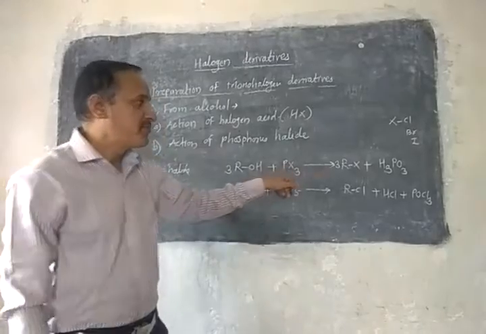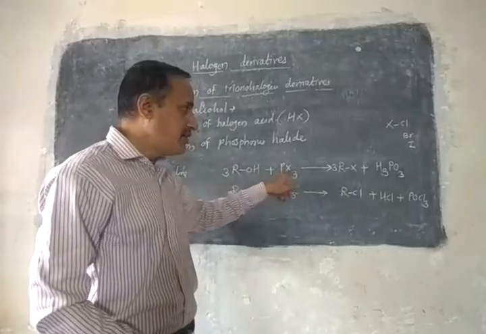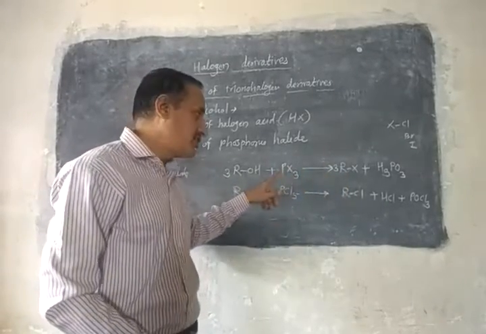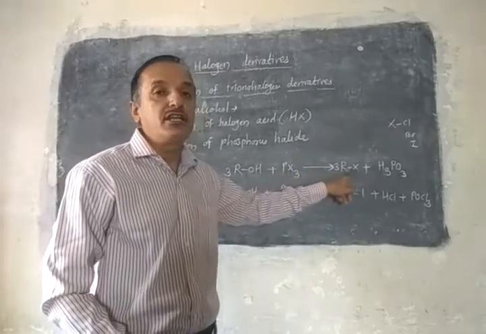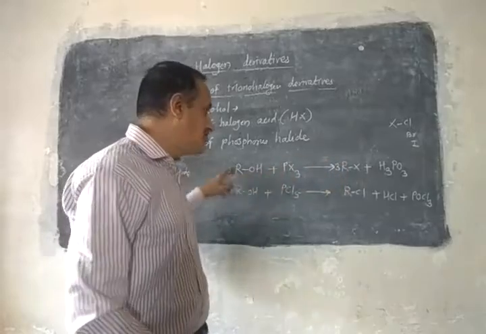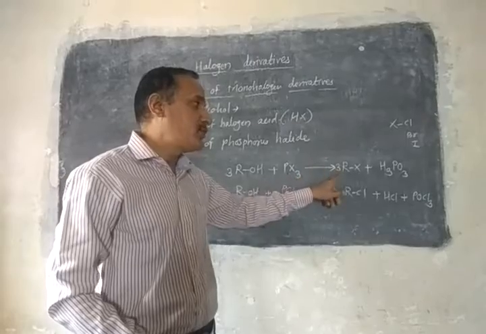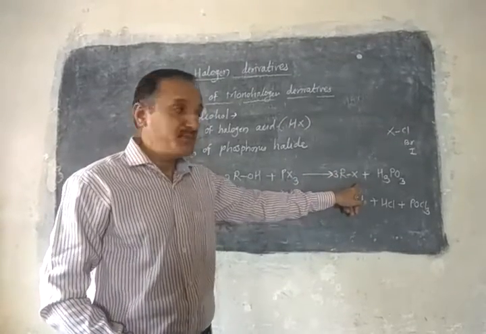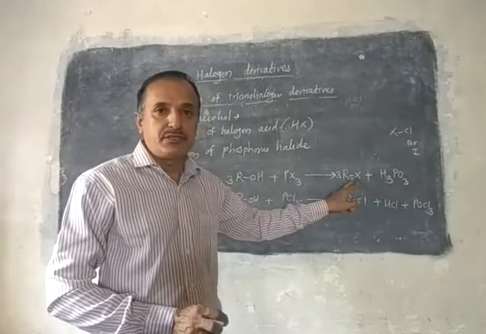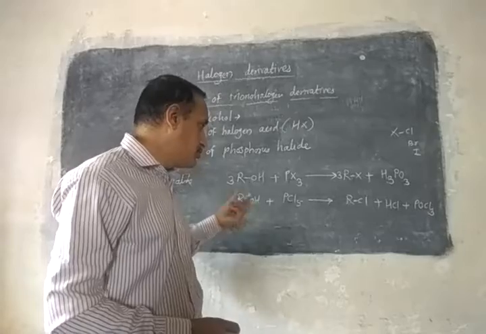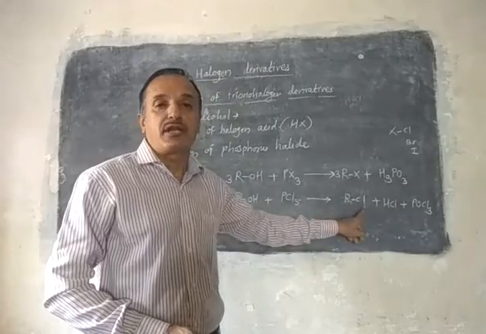And in this reaction what happens? It forms the corresponding alkyl halide. If we take chloride, we get alkyl chloride. If you take bromine, we get alkyl bromide. If you take iodine, we get alkyl iodide. Again, in this reaction, just by changing the phosphorus halide, we can get the corresponding alkyl halide. If you want to prepare only alkyl chloride, then we can use another one. This alcohol reacts with phosphorus pentachloride, then we get only alkyl chloride.